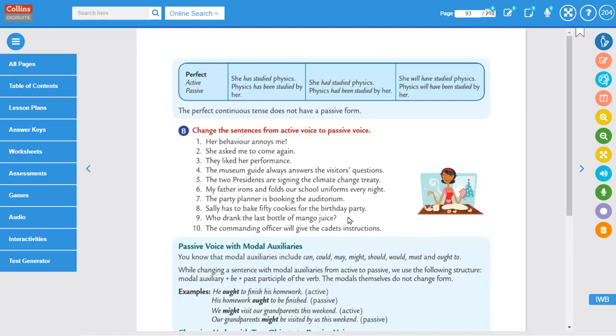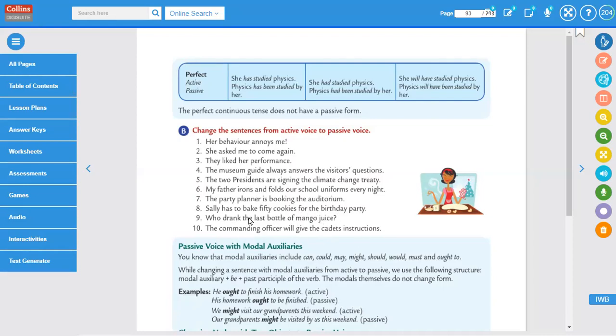Number 9. Who drank the last bottle of mango juice? As if I'm asking somebody from this class. Who did it? Who drank the last bottle of mango juice that I kept on the table? Who did it? Ma'am, I did it. Ma'am, can I tell? Ma'am, I think it will be by whom the last bottle of mango juice drank. What? Ma'am, I can tell. Yes, somebody else. Ma'am, the last bottle of mango juice was drank by whom? No. Ma'am, by whom, you can use by even with whom, ma'am.